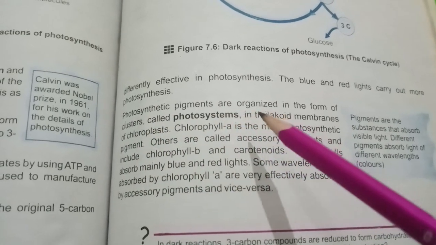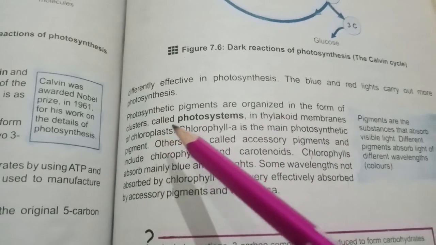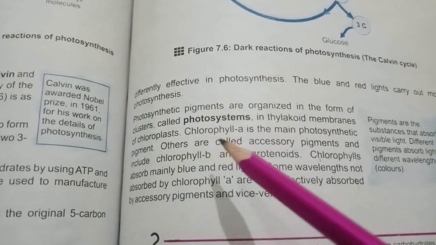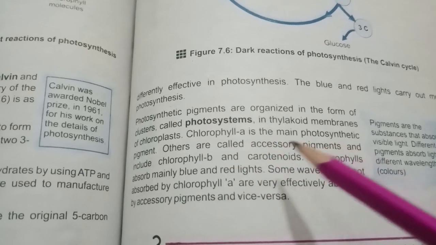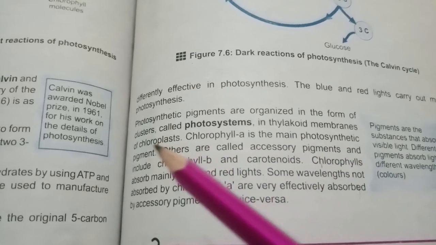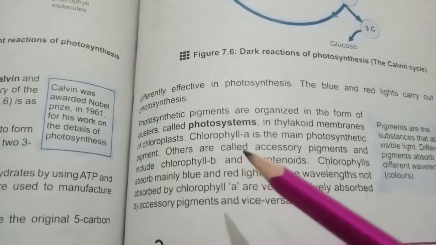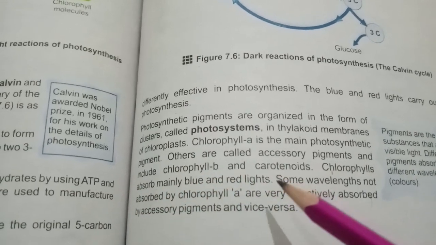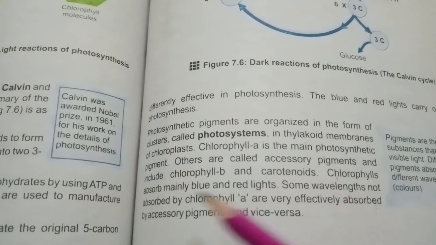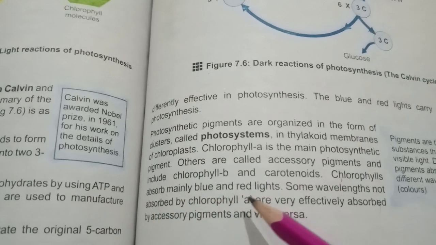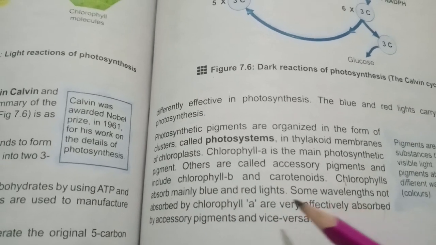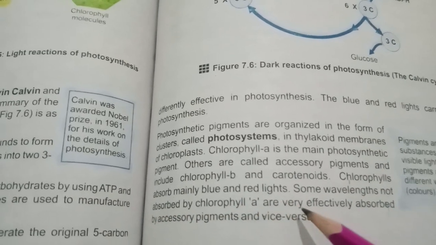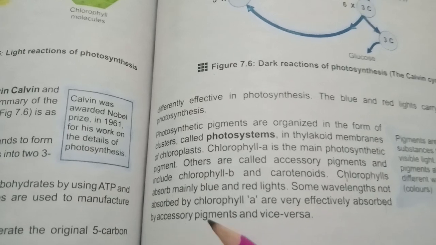Photosynthetic pigments are organized in the form of clusters called photosystems in the thylakoid membranes of the chloroplast. Chlorophyll A is the main photosynthetic pigment that absorbs the most light. Others are called accessory pigments and include chlorophyll B and the carotenoids. Chlorophylls absorb mainly blue and red light. Some wavelengths not absorbed by chlorophyll A are very effectively absorbed by the accessory pigments and vice versa.